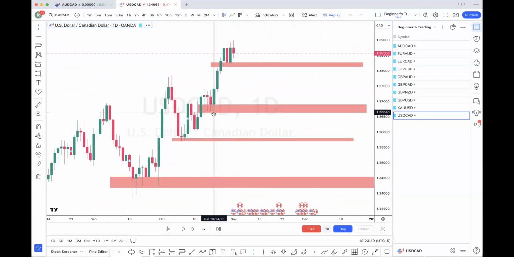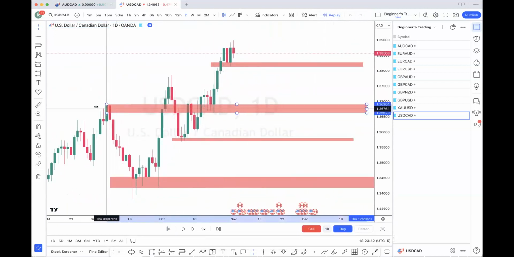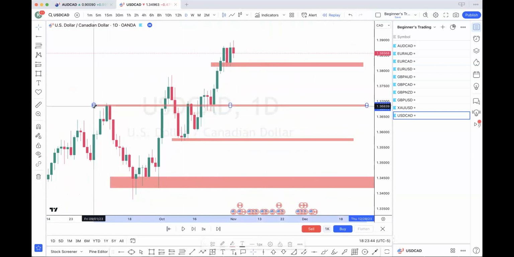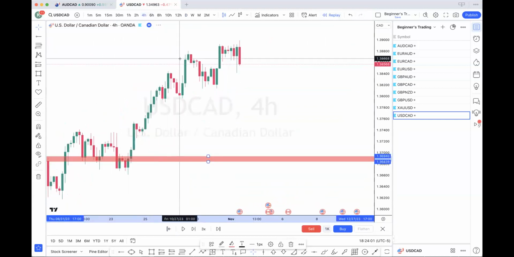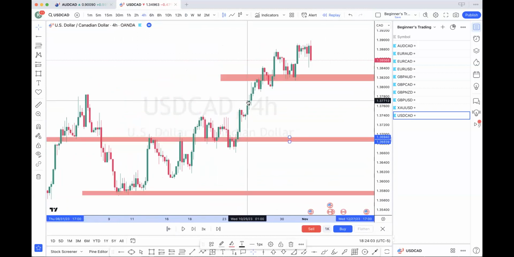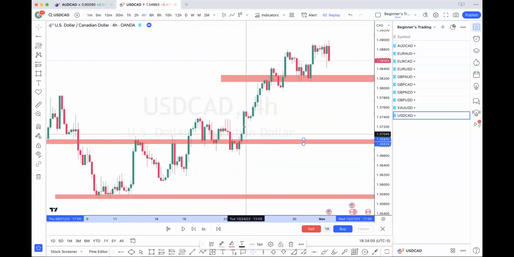But this would have been the zone right here, right? Because that was a level of resistance. Price pulled up above that zone and gave a bullish order block. Now, of course, he would have been down on a smaller time frame, 4 hour, 1 hour.